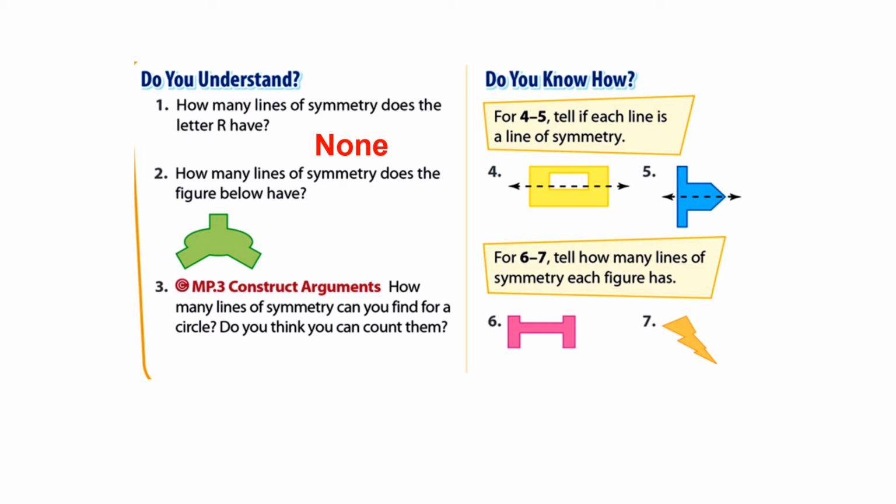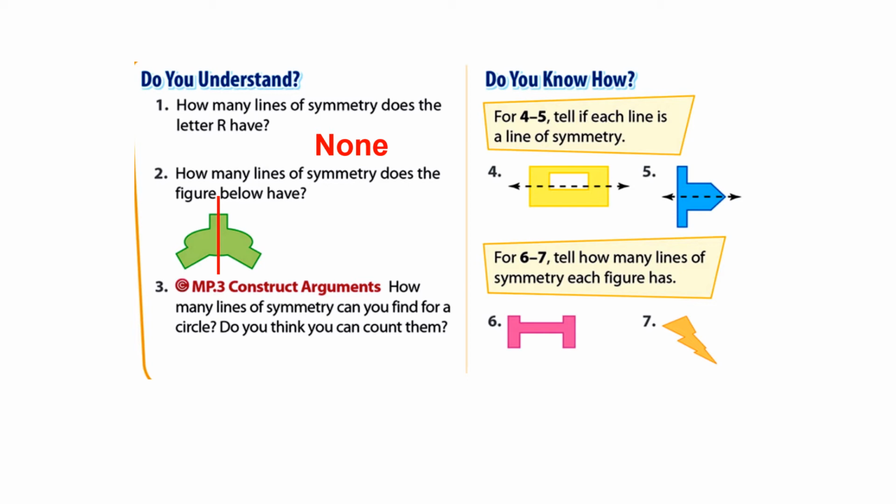Question two: how many lines of symmetry does this figure below have? What about this figure? Can we draw a line to divide that figure into two equal parts? Yes, exactly. We can draw a line vertically to divide that shape into exactly two equal parts, but we can't draw it anywhere else. We can only draw it vertically in this place. Now, if we look at the two parts of the shape, they are exactly the same. So how many lines of symmetry does that figure have, guys? Yes, exactly. There is only one line of symmetry.